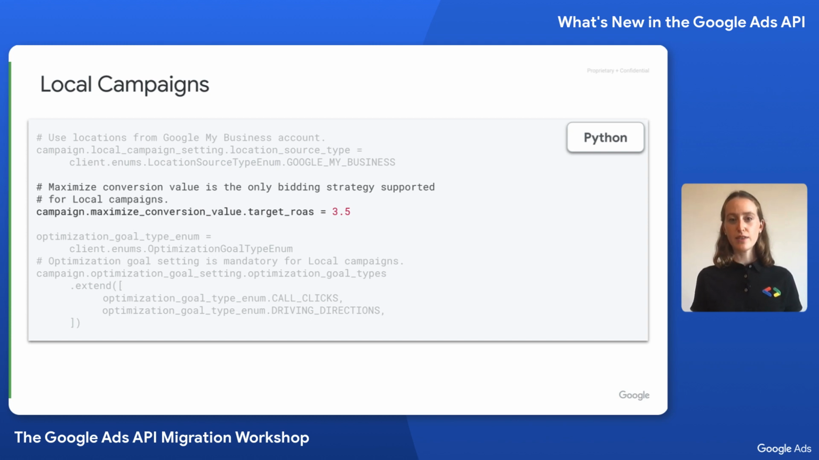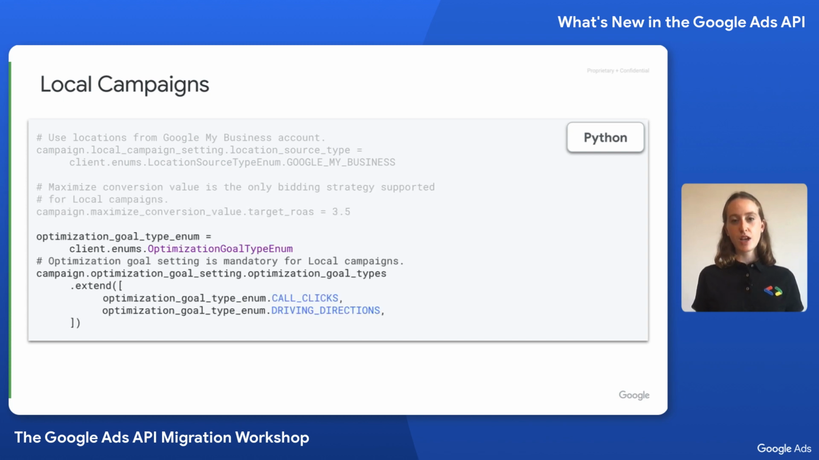Quick call out that maximize conversion value, which provides an optional target return on ad spend setting, is the only bidding strategy supported for local campaigns. Portfolio bidding strategies are not allowed for this campaign type. Local campaigns also require that you set at least one optimization goal between call clicks and driving directions.